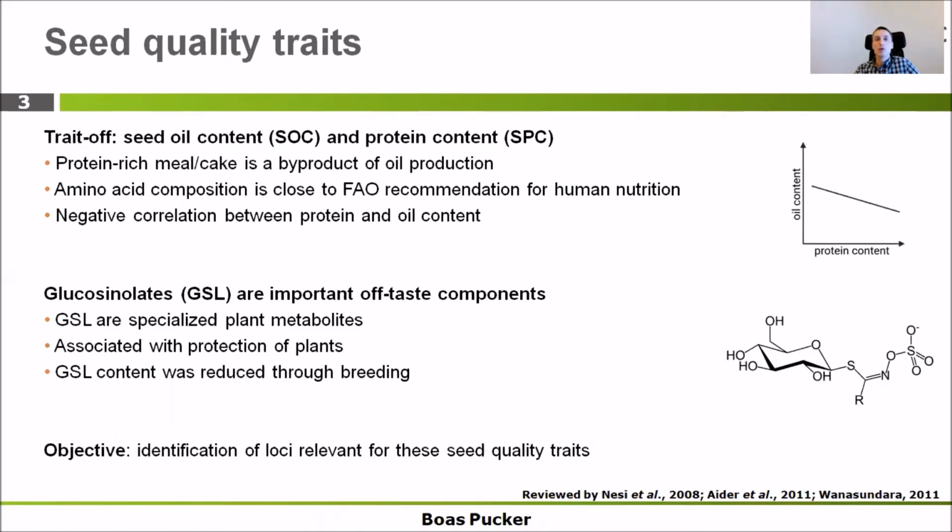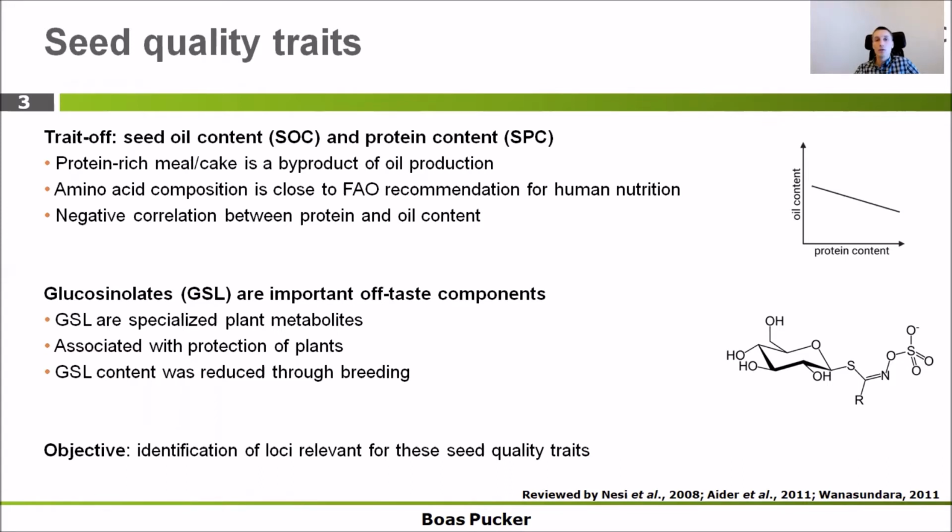So today will be about mainly two different seed quality traits. On the one hand, we have a trade-off between the seed oil content and the protein content that will be investigated. So when extracting oil from rapeseeds, there is a protein-rich meal cake that is a byproduct. And this byproduct could be used, for example, to feed animals, but also for human nutrition. And it is important to know that the amino acid composition of the rapeseed protein is actually almost ideal for human nutrition because it's very close to the FAO recommendations.